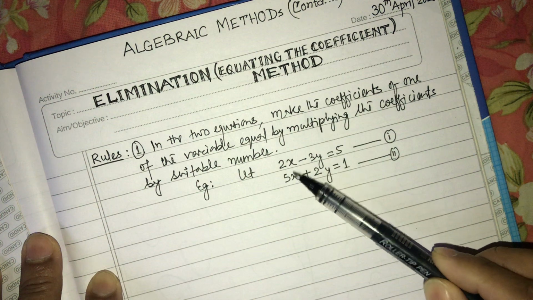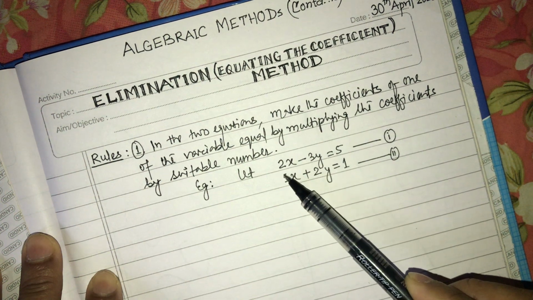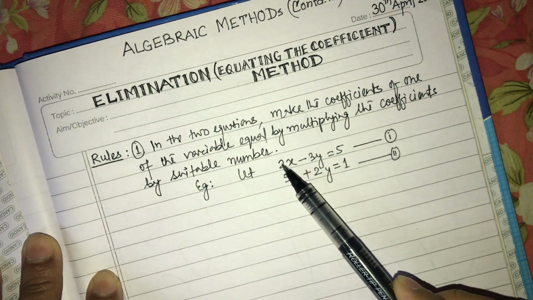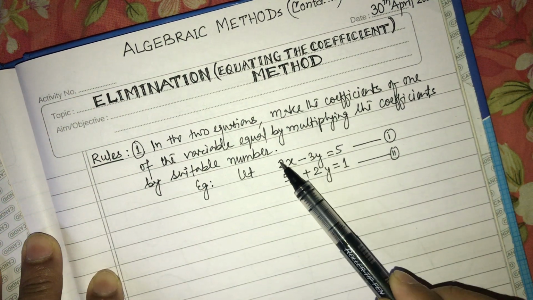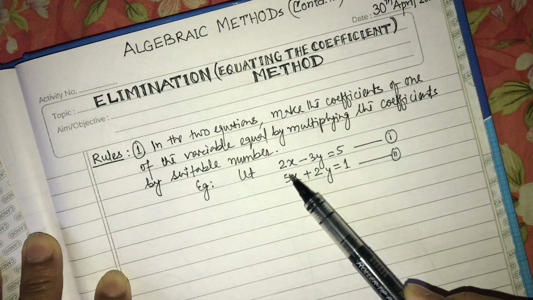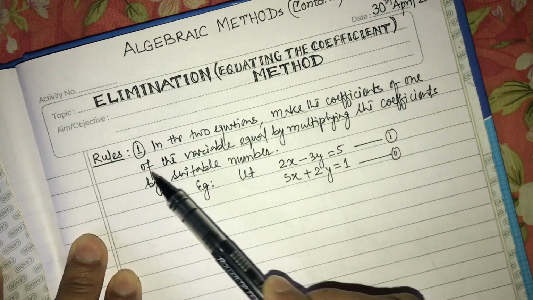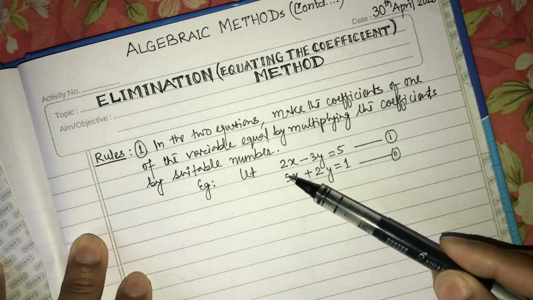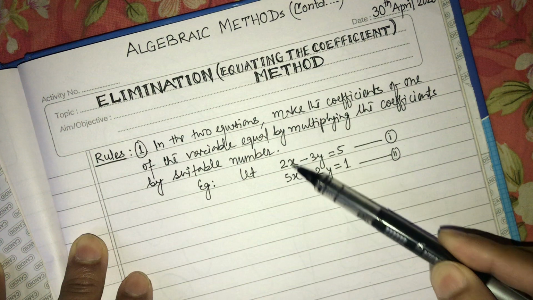Let me repeat again. If I want to make the coefficient of x same, 2 and 5 equal, I'll just multiply the upper one by 5. So when you multiply 5 and 2, you'll get 10x here. And the upper number, this 2, will multiply the lower number 5. So 2 into 5, 10. I'll get 10x up, 10x down. So that means my coefficients of x will be equal. That's why rule number 1 is all about that: make the coefficient of one of the variables equal by multiplying by a suitable number. If I multiply 5 to this equation and 2 to the other, I'll get equal coefficient for x.